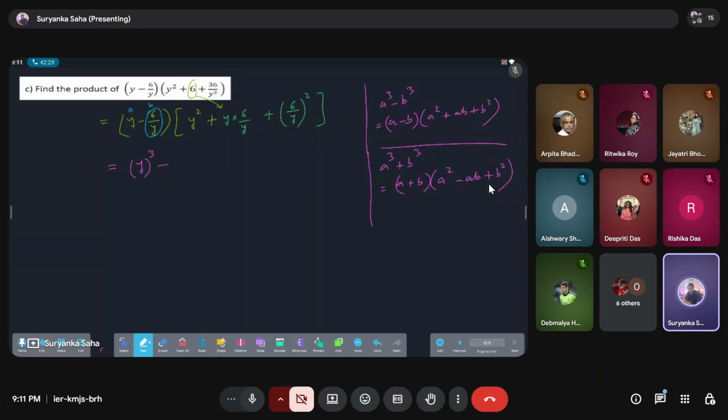Okay, chalo. So we can write here, this is a cube minus b cube. So y cube minus (6 by y) whole cube. We don't need to multiply like a big thing. So it is y cube minus 6 cube, which is 36 into 6, so it will be 216, I think. 36 into 6, is it? 216, yes. So it is 216 into y by y cube. So that is the answer.